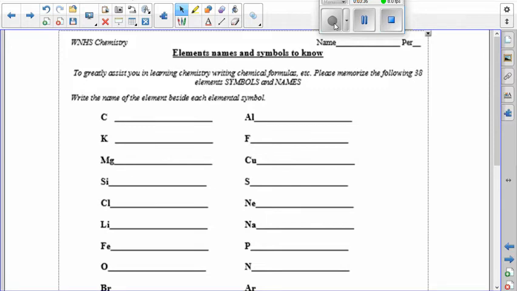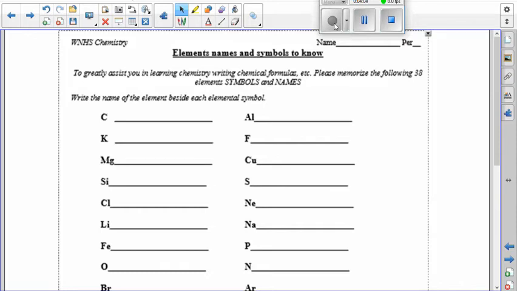Now, one thing that's really nice is that you guys actually know a lot of these already. For example, what element is C? Carbon. Look, you already know that. What element is O? Oxygen. What about H? Hydrogen. See, you guys already know several of the ones that are going to be on the quiz. You can get free points for those like that. Boom, boom, boom.